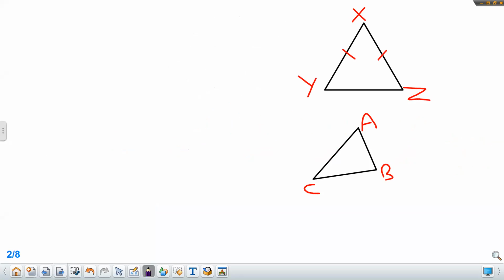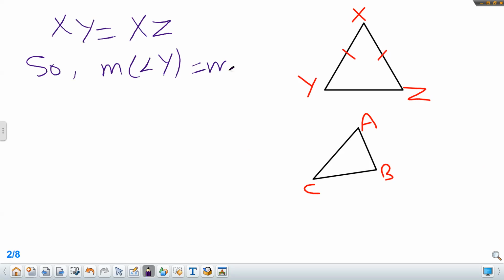XYZ is a triangle. What's its type according to its sides? It is an isosceles triangle because XY is equal to XZ. So remember, if XY equals XZ, we can say measure angle Y equals measure angle Z. But ask yourself, why? If XY equals XZ, why is measure angle Y equal to measure angle Z?